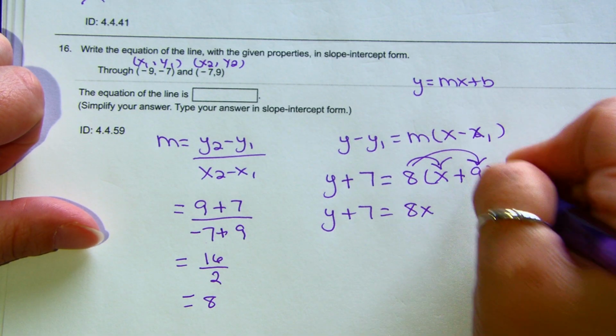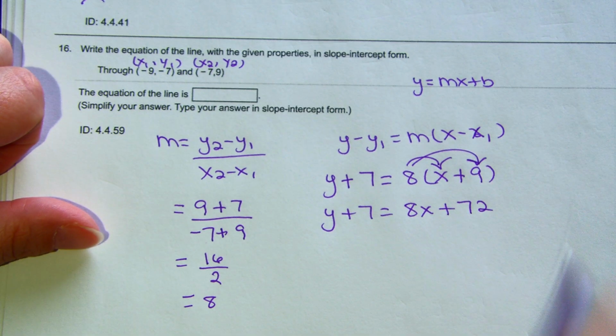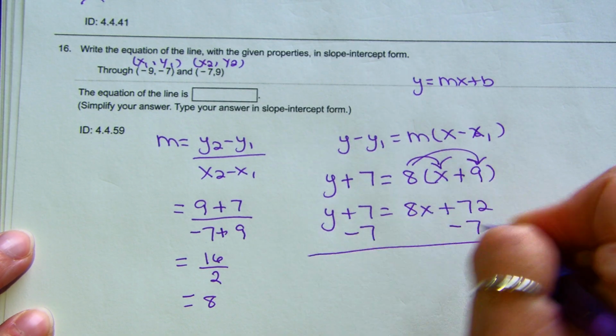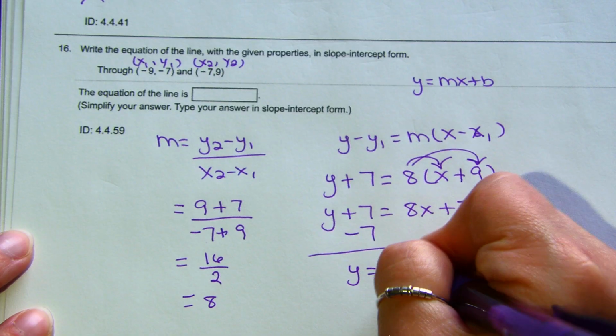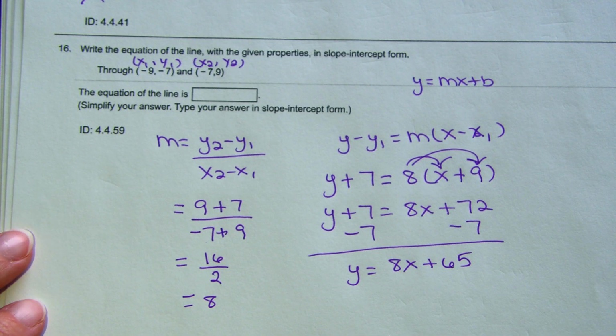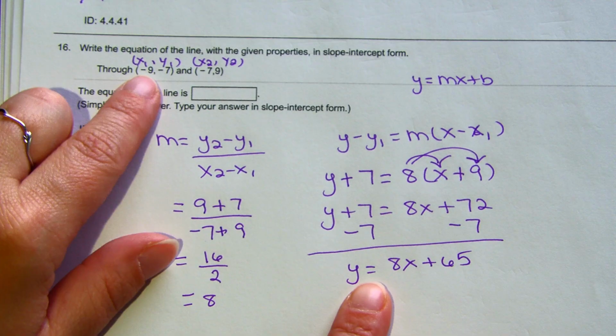Notice I didn't stop as soon as I plugged in to this point-slope form, because that's not the equation of a line. You're not done until you look like y equals mx plus b. That is the way they want all of your equations if they're asking for a linear equation.